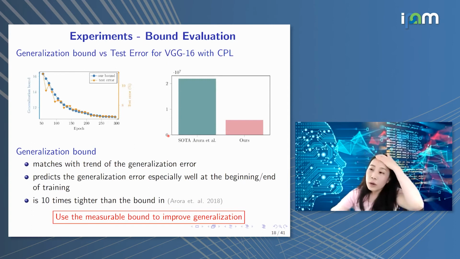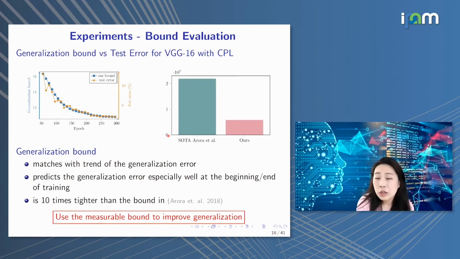We also wanted to evaluate the bound we gave, and it turns out the generalization bound really matches the trend of the generalization error you observe in practice, and predicts the generalization errors especially well at the beginning and the end of the training, which is a very nice property. It also seems to be a little bit tighter than the previous state of the art.